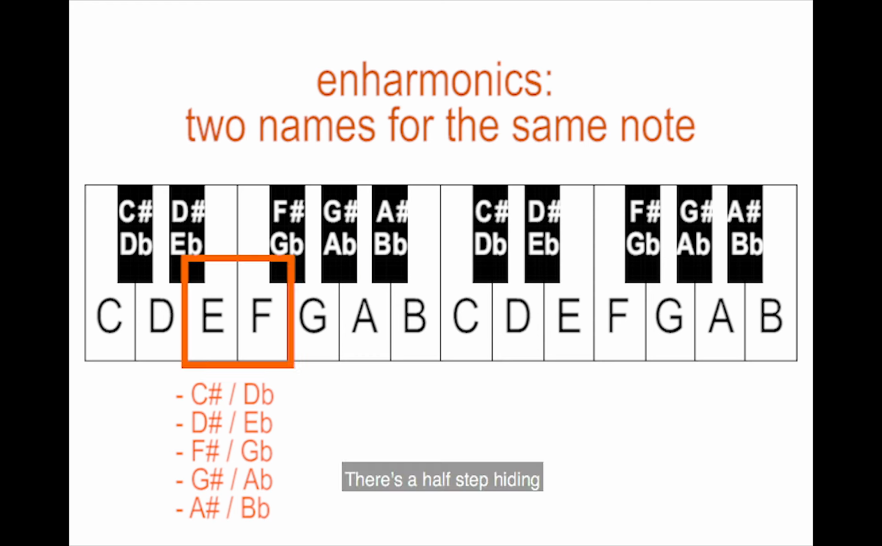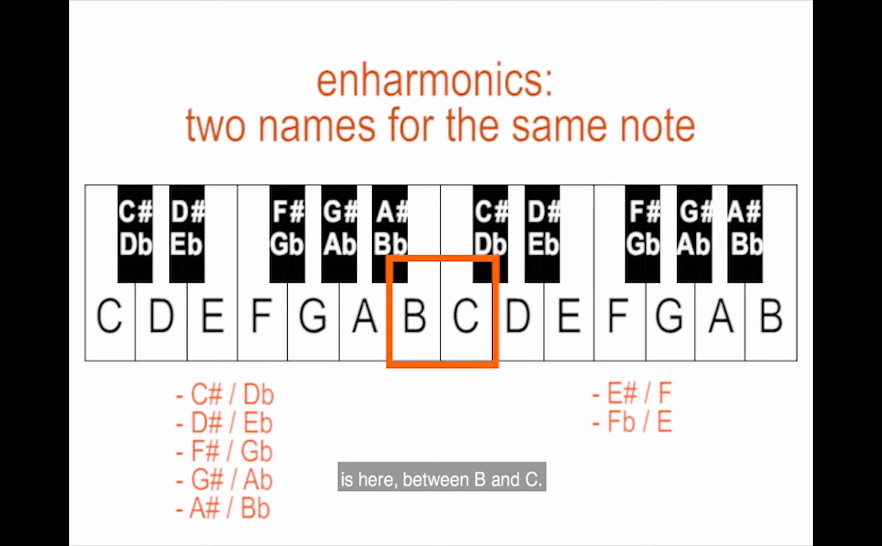There's a half step hiding here between E and F, so E sharp would be the same as F. Likewise, F flat would be E. Another one that's hiding is here, between B and C. B sharp is the same as C because it's a half step higher. Likewise, C flat would be a half step lower than C, which is B. C flat is the same as B.